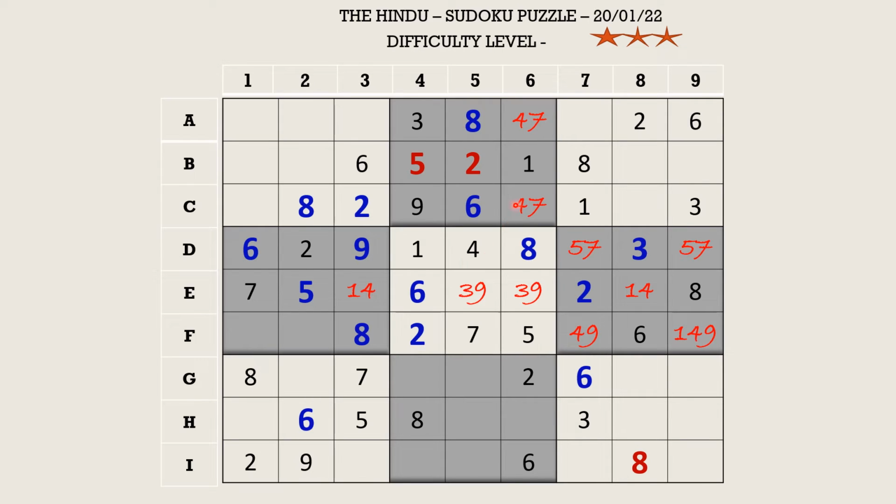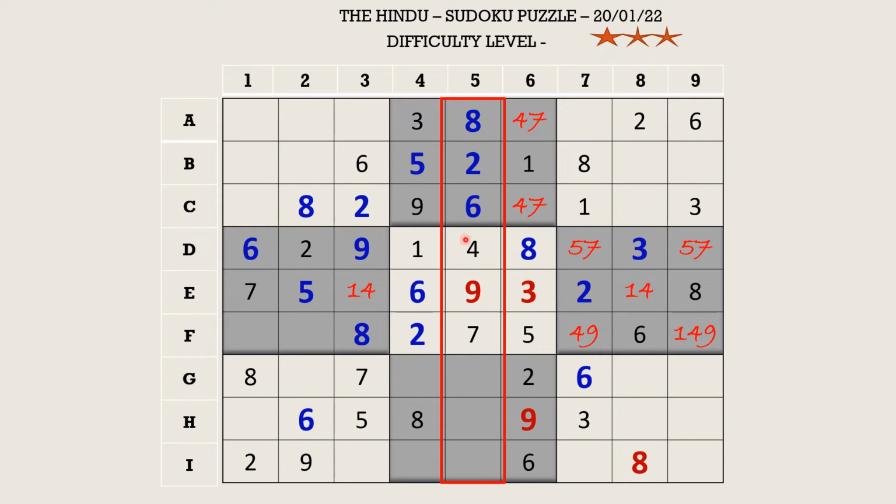In column 6 there are now only 2 missing numbers. The missing numbers are 3 and 9. So in H row there is a 3 blocking here. So H6 takes 9 and E6 takes 3. So that cancels out the 3 in E5 and E5 becomes 9.